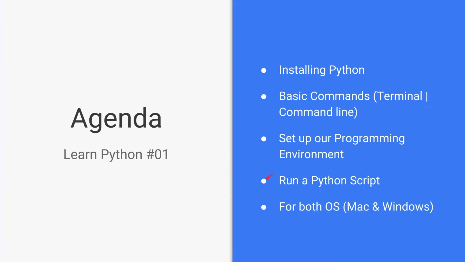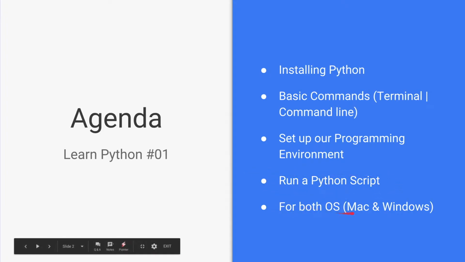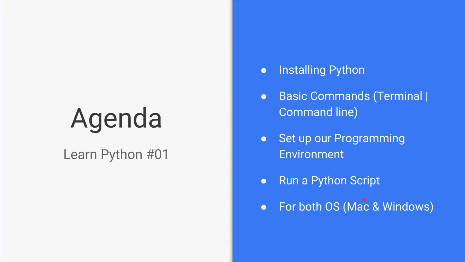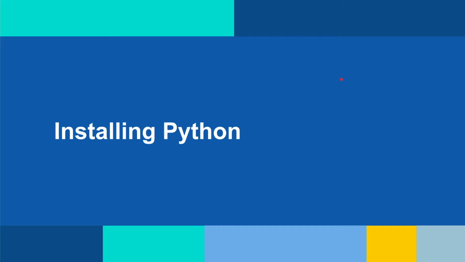We're going to see how to run a basic Python script, and we're going to do it for both operating systems, Mac and Windows. So I'll split this video in half, in two parts. The first part will be on Mac OS and the other part on Windows. So let's begin. So first things first, let's install Python.